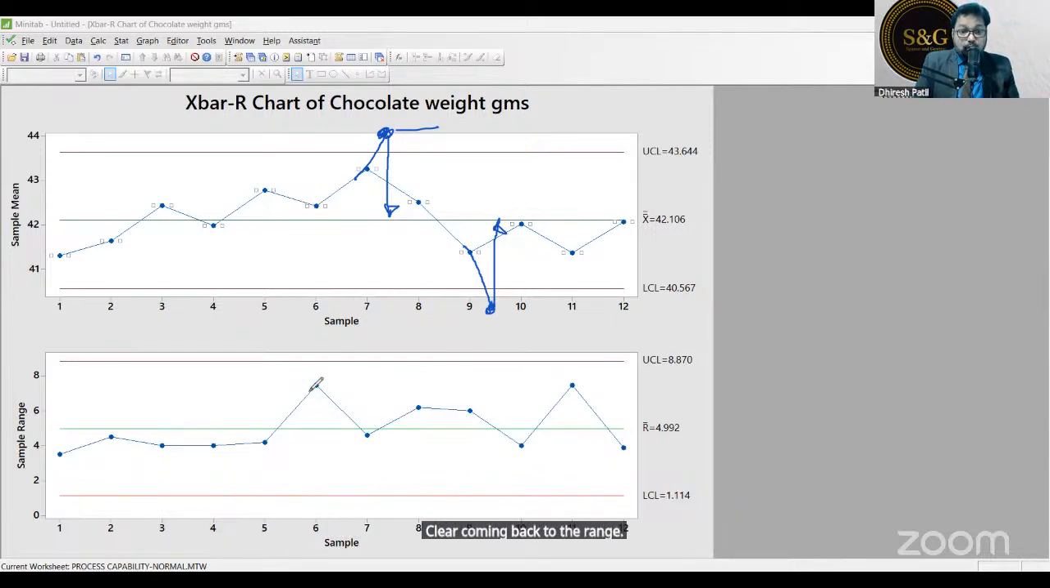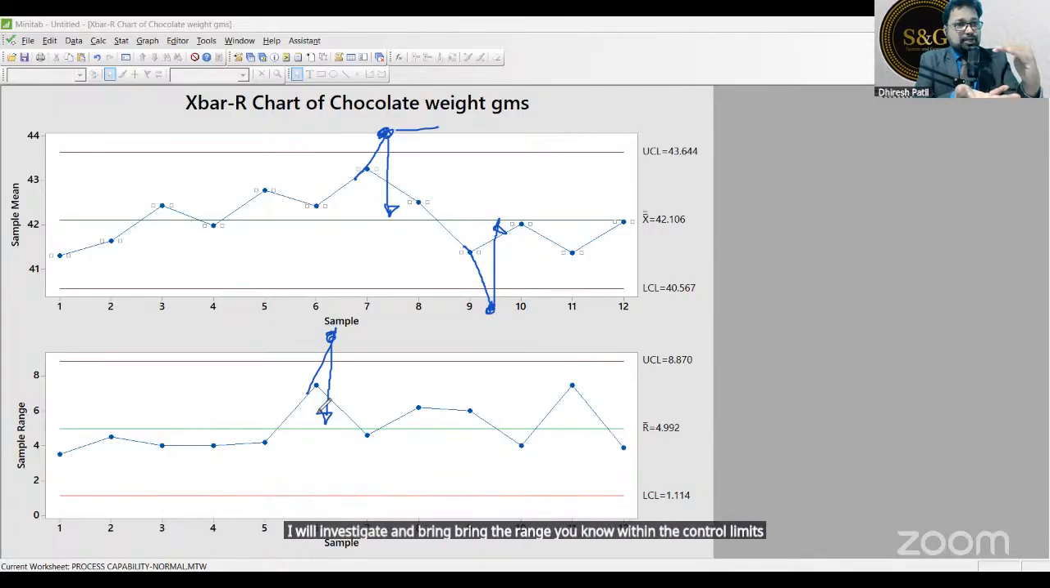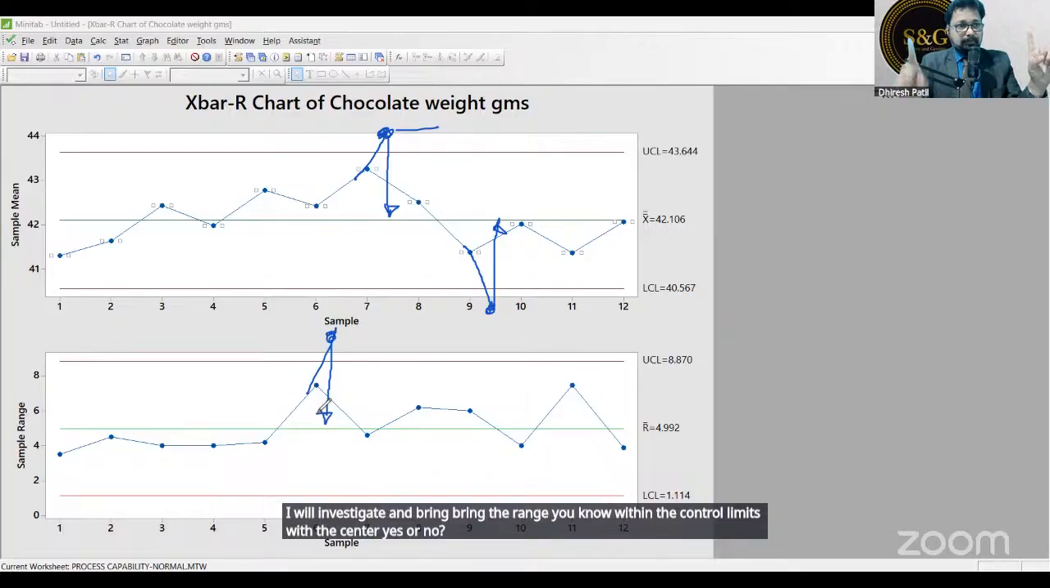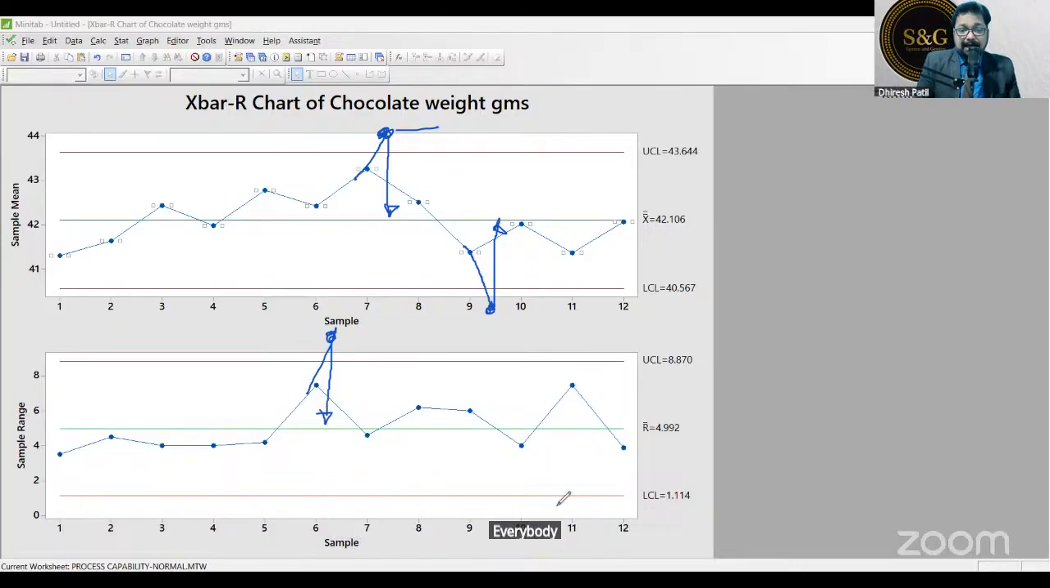If the range goes beyond the control limit, I will investigate and bring the range within the control limits, to the center. Yes or no? Everybody? Similarly, if the range goes beyond the lower control limit, I have to bring it back to the center. Yes or no? Everybody?